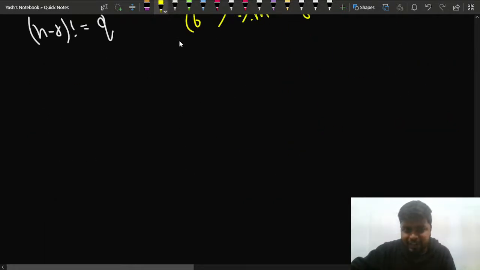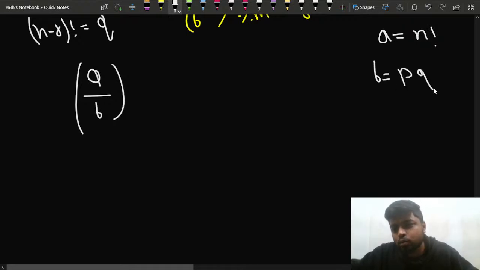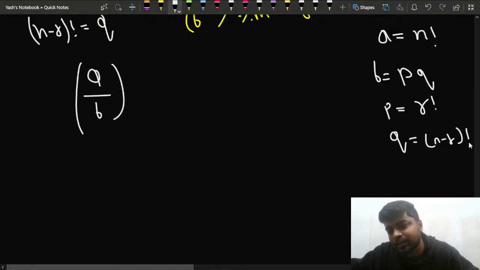Now let me write it once again for clarity. If I have a to the power b, I have reduced a lot of expressions, right? So a is nothing but n factorial, and b is pq. P is nothing but r factorial, and q here is nothing but n minus r factorial, right? So I've just tried to reduce a lot of expressions so that we can understand it better.